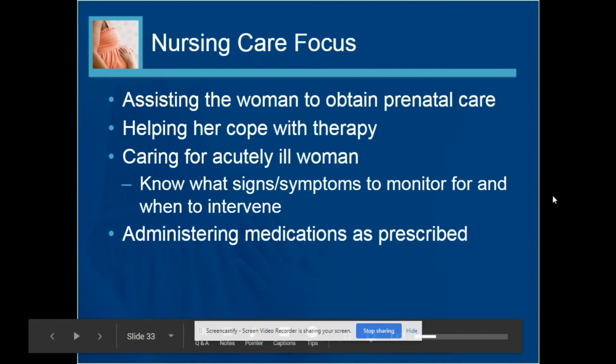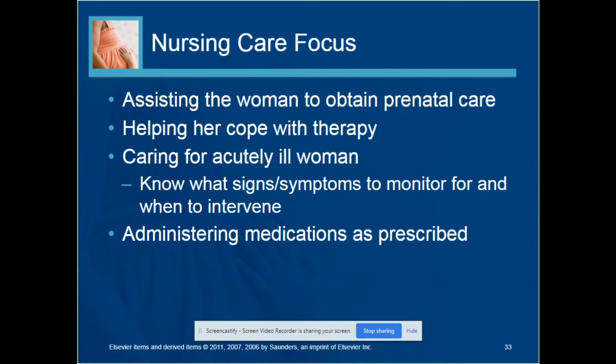The focus of your nursing care should be assisting the woman to obtain prenatal care, because she's going to have lots of visits that she wasn't planning on having, and helping her cope with the therapy, because she's taking medications when she thought this was just going to be an easy transition into being a mother. This woman can be acutely ill, so we need to know what signs and symptoms to monitor for and when intervention is necessary.